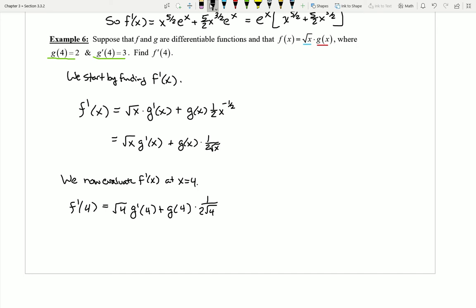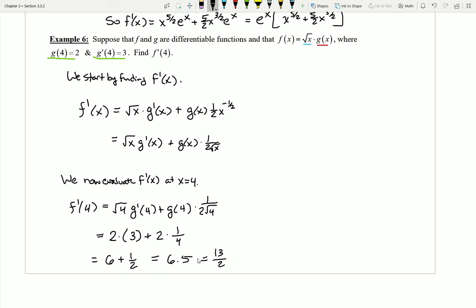I want to treat these problems like a puzzle. I'm going to put together the pieces that I can, and hopefully I'll figure out how to use extra information as I continue to move on. So notice here, I can replace g prime of 4 with the value of 3. I can replace g of 4 with the value of 2. Over here, I'm going to get a 1/4 in this guy. So when I simplify this all the way down, I'm going to get 6 plus 1/2. So that's a grand total of 6.5, or if I wrote it as a fraction, 13/2.